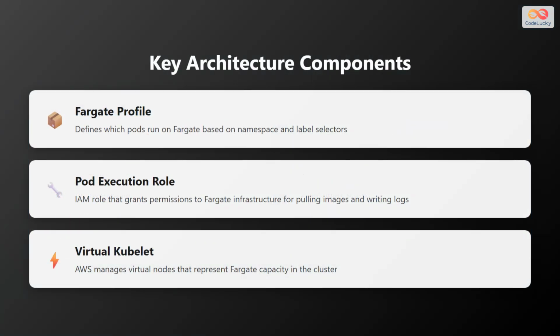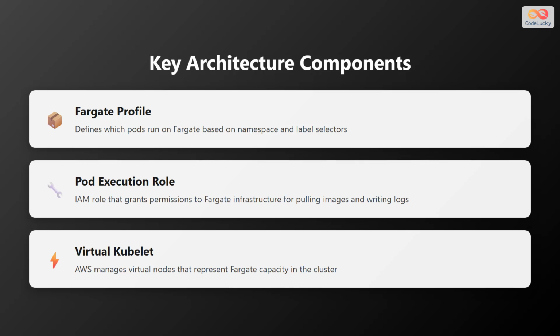Understanding the architecture of EKS Fargate requires knowing three key components. First, the Fargate profile defines which pods should run on Fargate infrastructure. It uses namespace and label selectors to match specific pods. Second, the pod execution role is an IAM role that grants permissions to the Fargate infrastructure. This role allows Fargate to perform critical tasks like pulling container images from Amazon ECR and writing logs to CloudWatch.